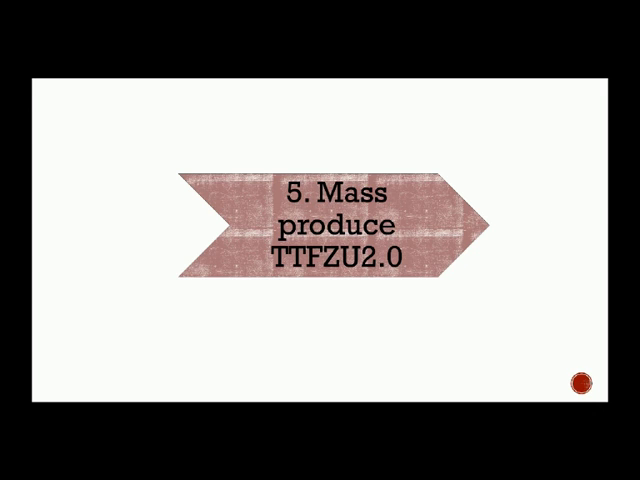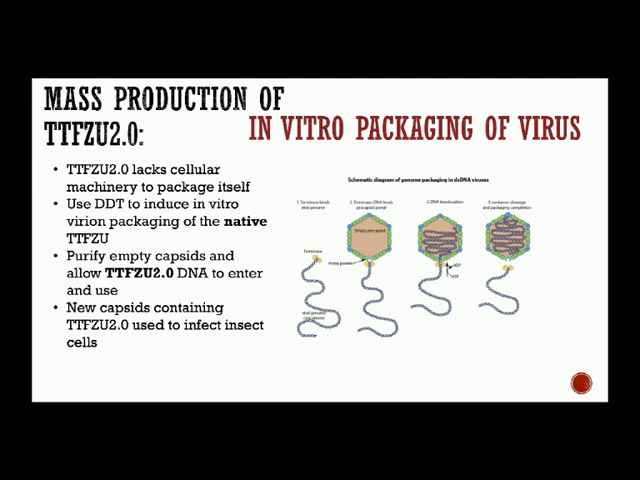Step 5. Mass production of TTFCU 2.0. The next step was finding a way to package the virus in virion particles before mass production. Because the virus was engineered in vitro rather than in vivo, it does not have the cellular machinery to package itself. Therefore, we used insect cells to facilitate viral packaging of our TTFCU 2.0.